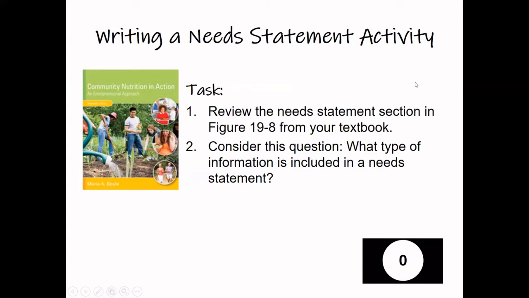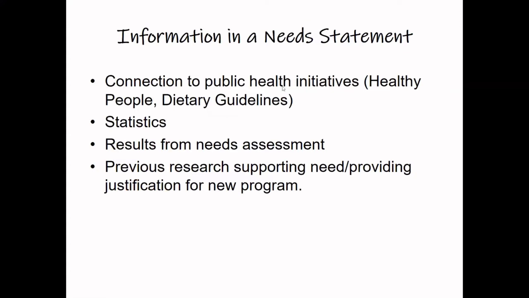So hopefully you had a chance to look through that and think of some ideas of what's included in a needs statement. These are just aspects that I pulled out of the needs statement. So I noted that they connected their program to public health initiatives, or they discussed public health initiatives like Healthy People and Dietary Guidelines. They provided some statistics related to foodborne illness. They provided some results from a needs assessment and background information related to their proposed project. And they also included previous research that supported the need or provided justification for a new program.